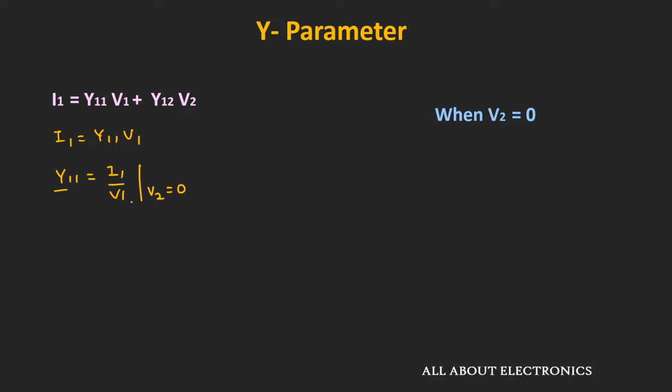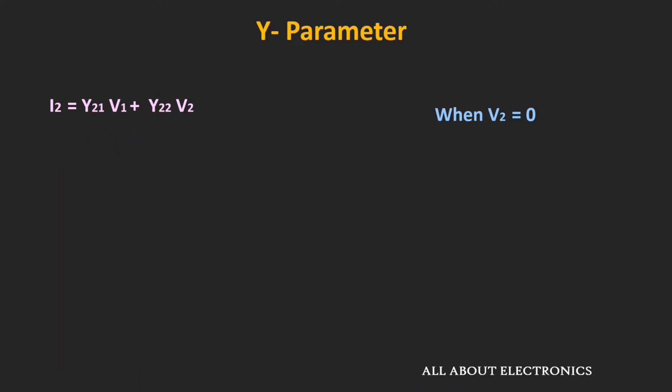So here in the numerator there is a current on the port 1 side, while in the denominator also there is a voltage on the port 1 side, and in fact that is why here the subscript is 11. Also while finding this parameter, here the port 2 is short circuited. So this Y11 is known as the short circuit driving point admittance, or simply the input admittance of the port 1 when the port 2 is short circuited.